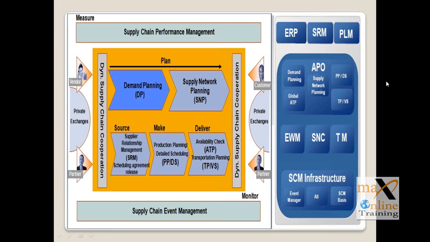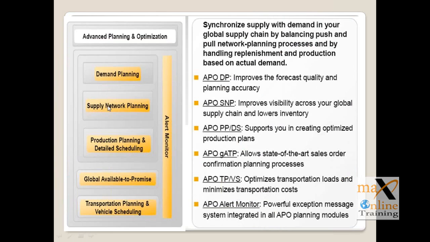SAP SCM is a combination of all of these, and APO is just one of them. Again, APO has sub modules. Among all the supply chain management software, most companies now are starting with SAP APO. In SAP APO we have different modules: demand planning, supply network planning, production planning and detailed scheduling, global available to promise, and transportation planning. These are the modules in APO.